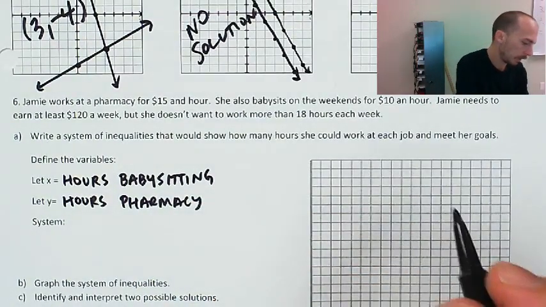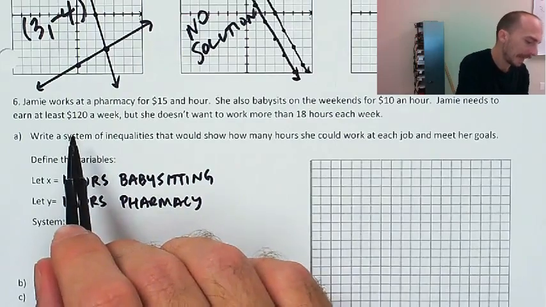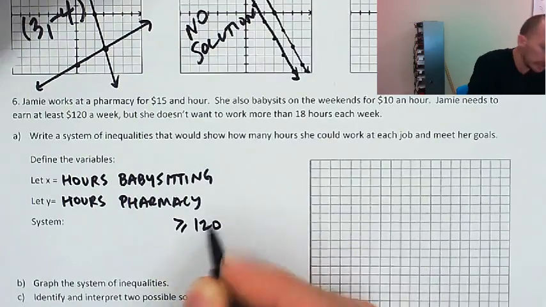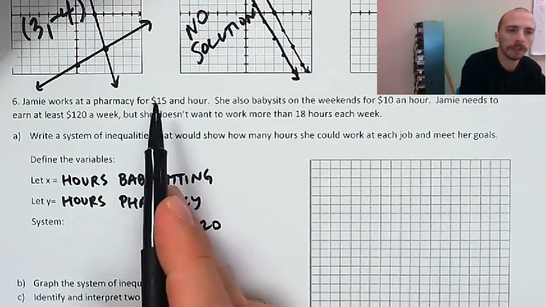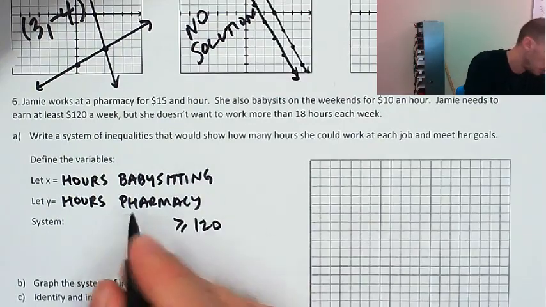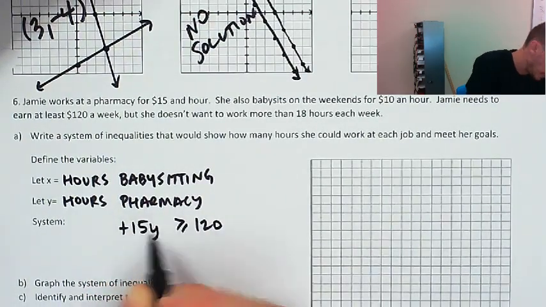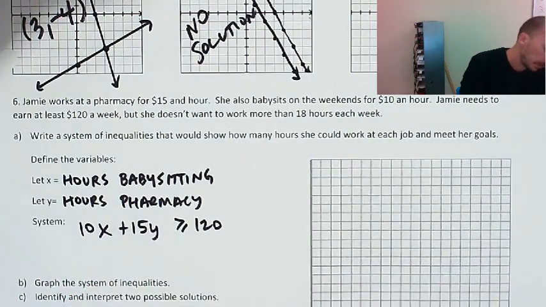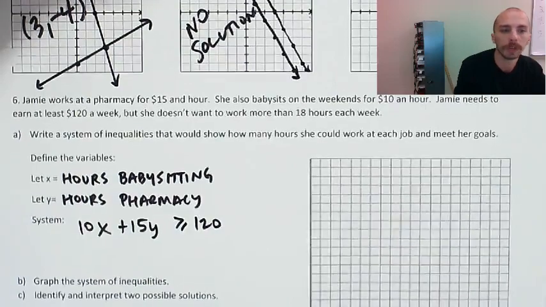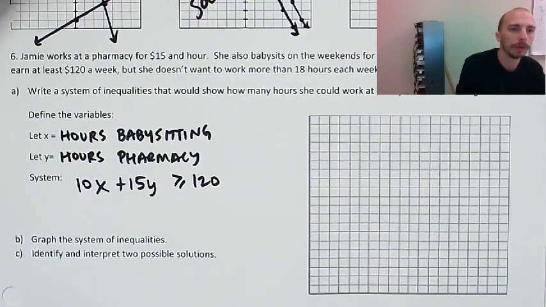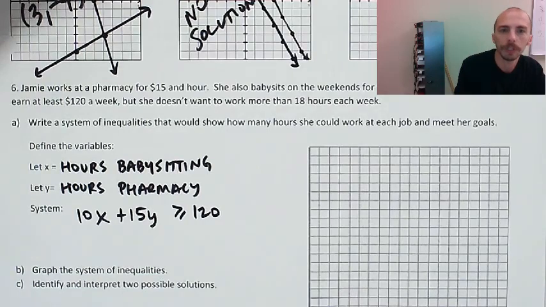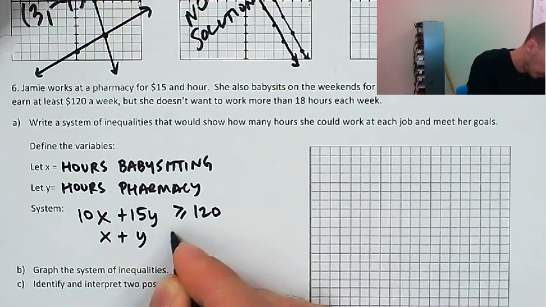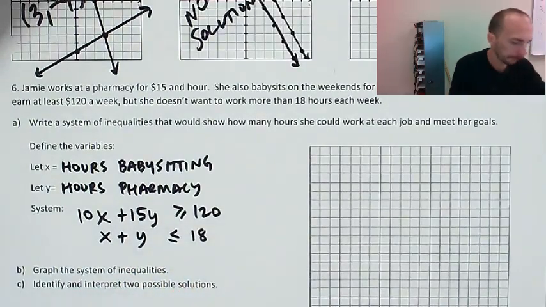Okay, and then the system is going to be, all right, the amount of money needs to be at least 120. So the total amount of money needs to be greater than or equal to 120. And the way that she's earning money is 15 times the number of hours spent at the pharmacy. So it'd be 15y added to $10 for each hour spent babysitting. Okay, so 10x plus 15y needs to be at least 120, greater than or equal to. And then the other one is can't work more than 18 hours each week. Well, that means that x plus y needs to be less than or equal to 18.